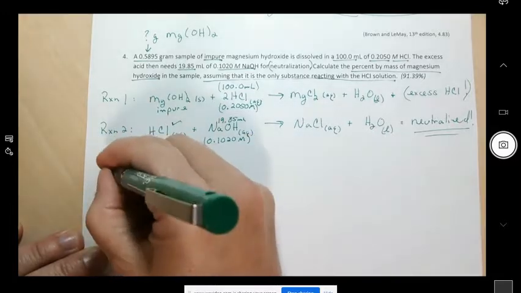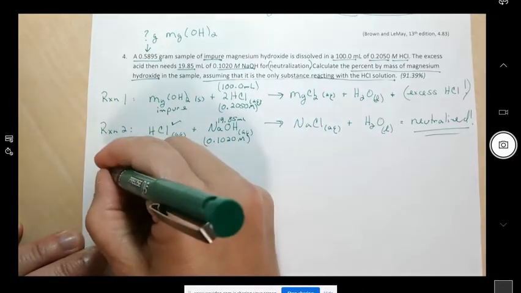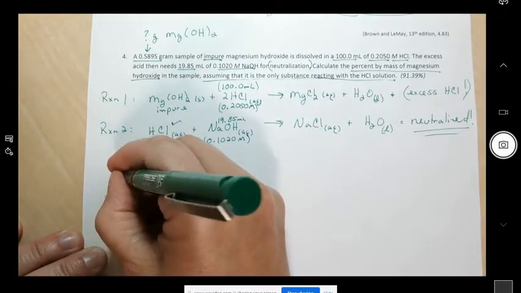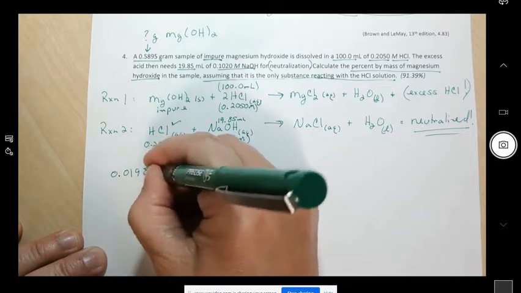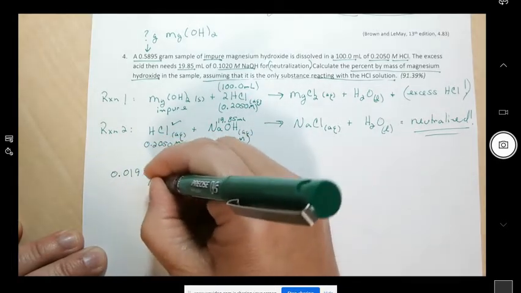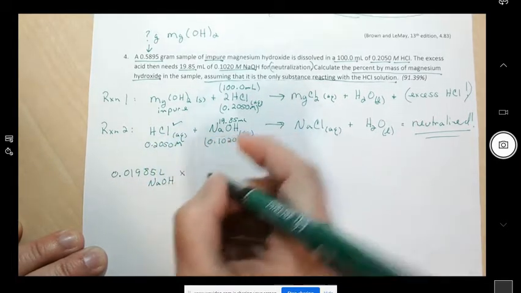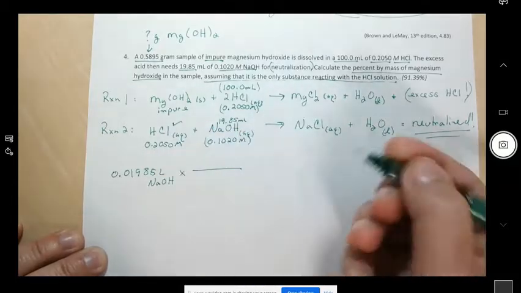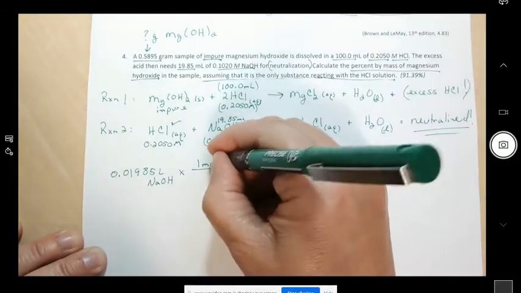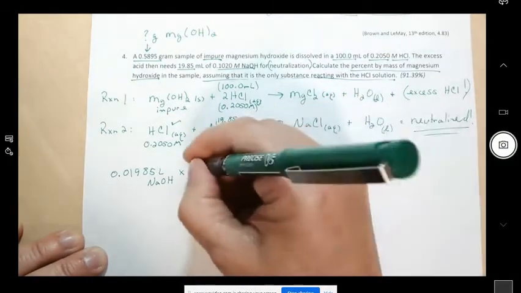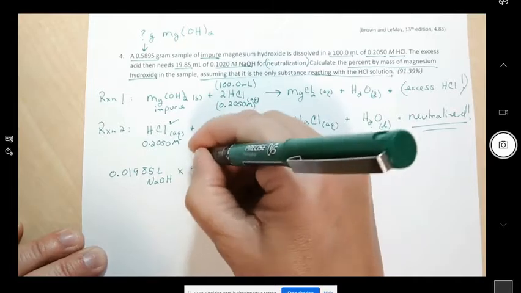We're going to take our milliliters here. So we've got 0.01985 liters of NaOH. And I'm going to figure out how many moles I added. So I know 1 mole. Oops, sorry, my bad. Not 1 mole.